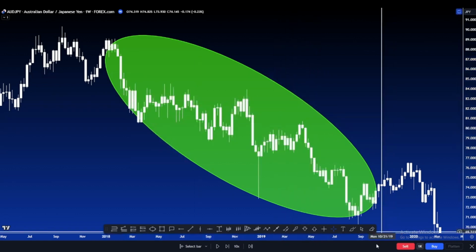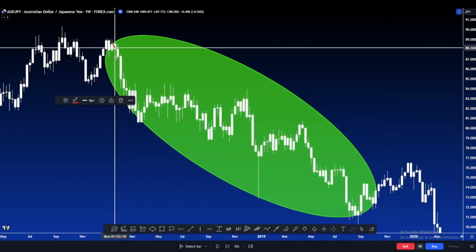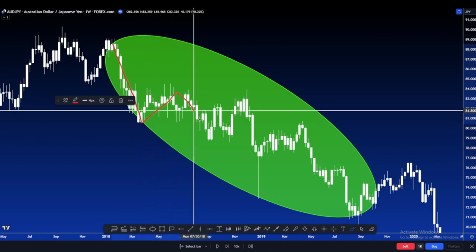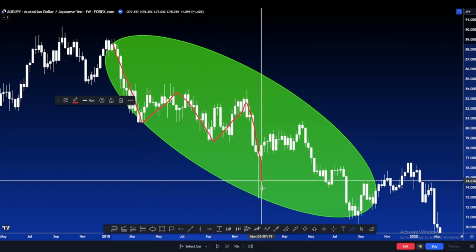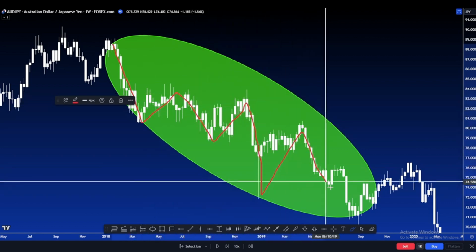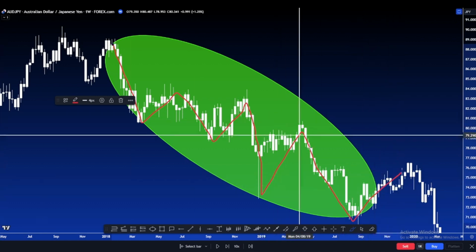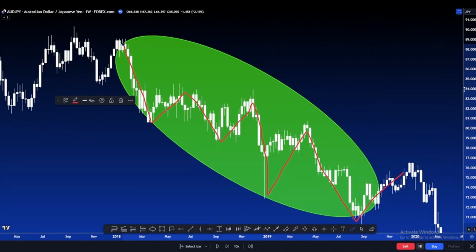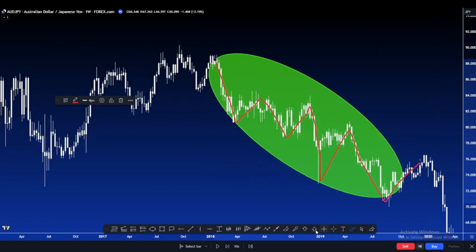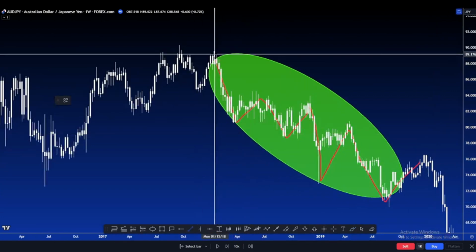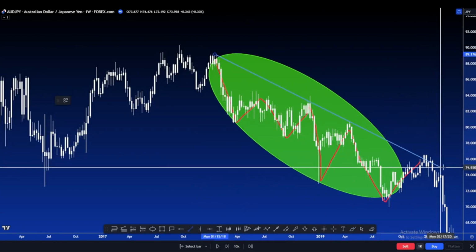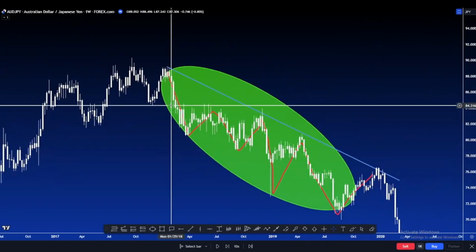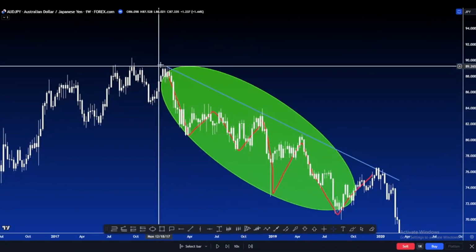All right, so read the structure. You got your run, got a pullback, you got a run, you got a pullback, you got a run, got a little pullback, got a run, got a pullback. Okay, so what did I say about a downtrend? Right, in a downtrend, we're looking to put our trend line at the lower highs. Okay, so there it is.